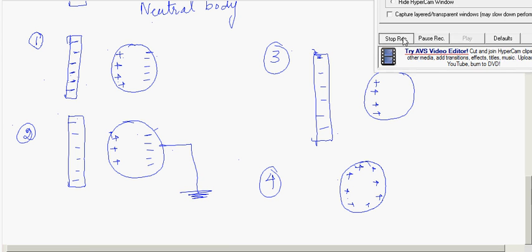Now if you remove this charged body, the body which was initially neutral will have the charge uniformly distributed all over its surface. So this is how you can charge a body without physical contact. Charging a body can be done by three methods: charging by friction, charging by conduction, and charging by induction. The first two are done when the bodies are in physical contact, and the last one is a body can be charged without physical contact also.